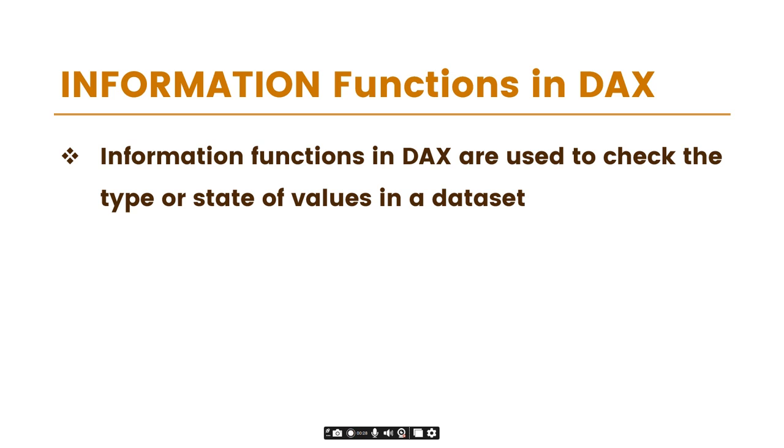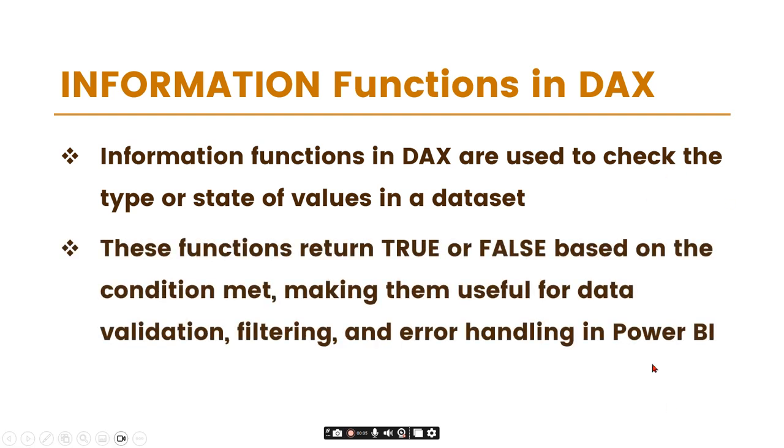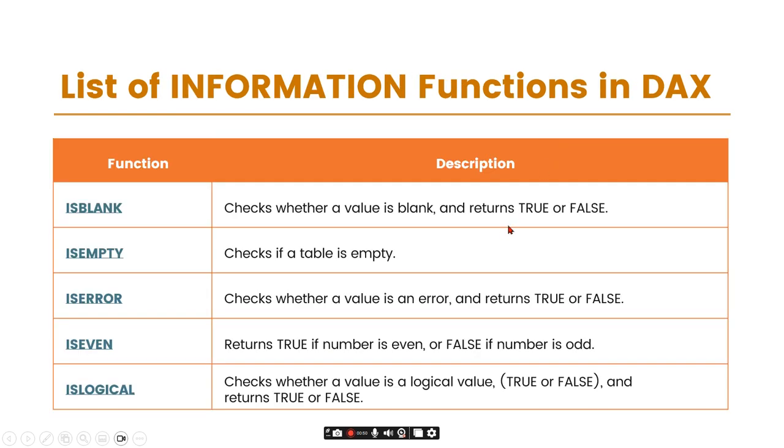Information functions in DAX are used to check the type or state of the values in a table or say data set. These functions actually return true or false, that is the Boolean values based on the conditions we are applying, making them useful for data validation, filter, and also for error handling in Power BI. So here are some of the information functions in DAX.